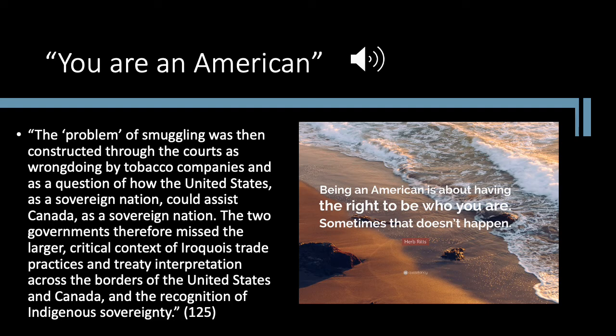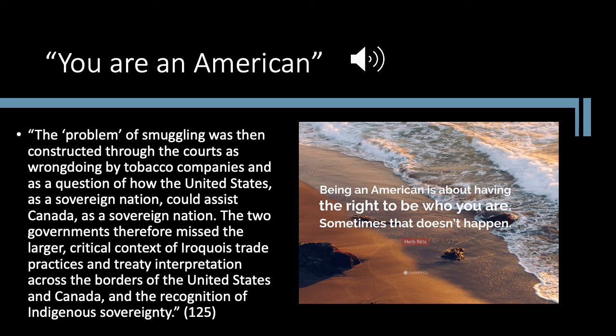And the way this history played out, it was framed as a problem because it was a problem for tobacco companies, and it was a problem for the U.S. and Canada to collect taxes. And so in this way, there was this whole controversy that constructed Mohawk border crossings and exchanges of tobacco as smuggling, or the practice of selling cigarettes across the border as smuggling.